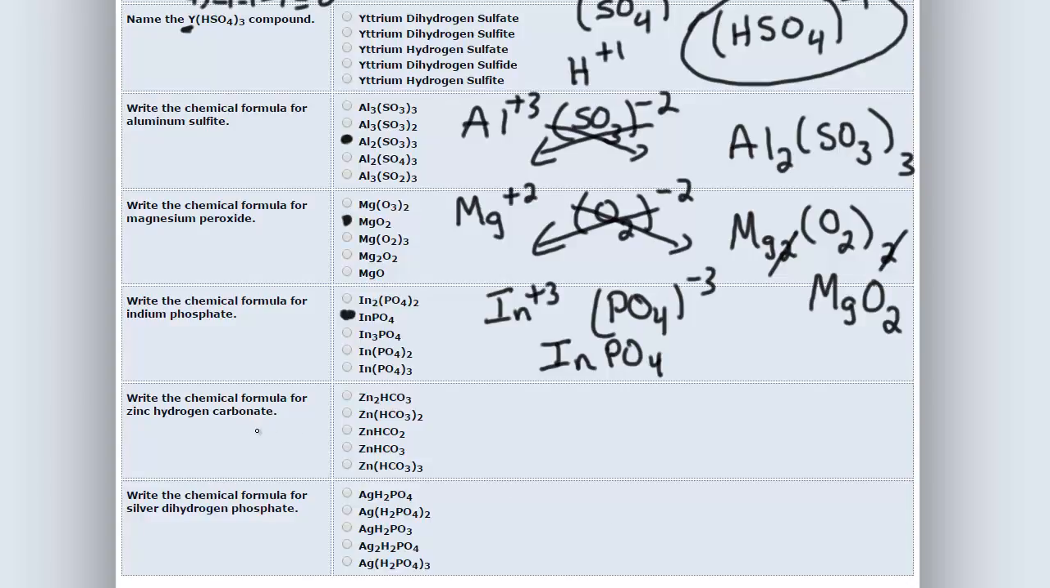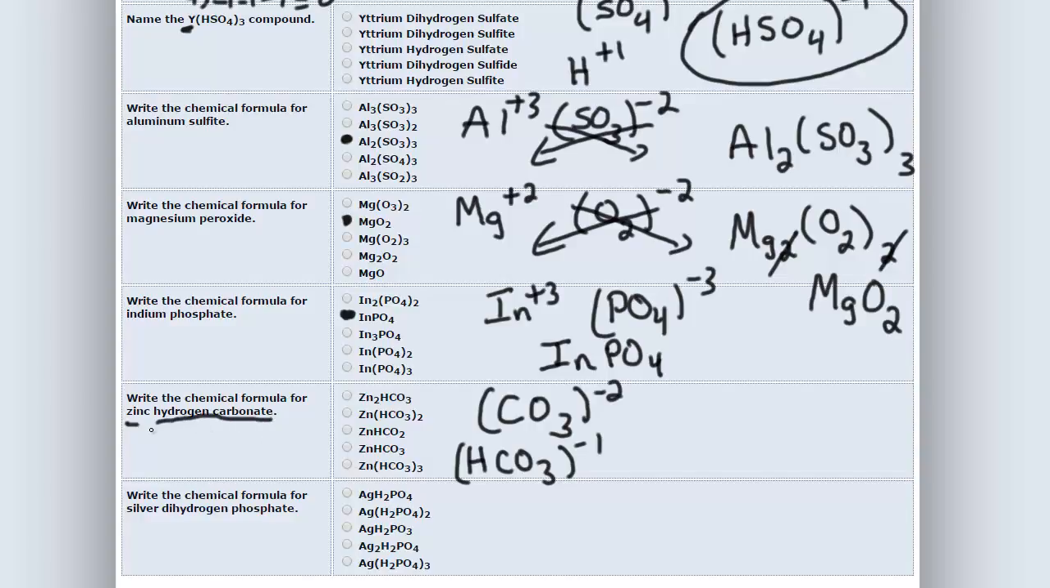Write the chemical formula for zinc hydrogen carbonate. Okay, let's start out with carbonate, CO3. It's a -2 charge. Now hydrogen carbonate, we'd have to include that H, HCO3, hydrogen carbonate. Now carbonate's a -2, hydrogen's a +1, so when we combine those, we're going to get a total charge of -1. Hydrogen carbonate, -1. So we have this part.